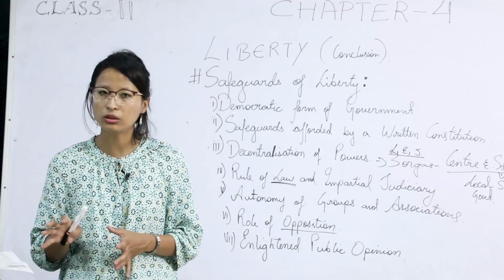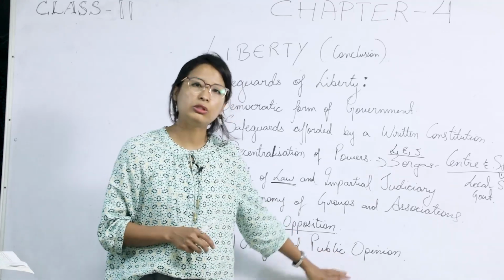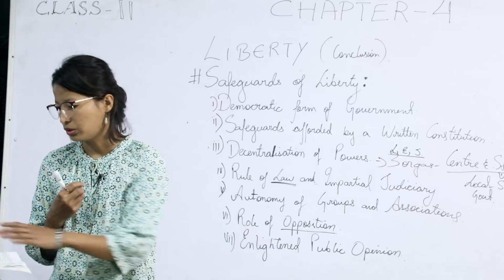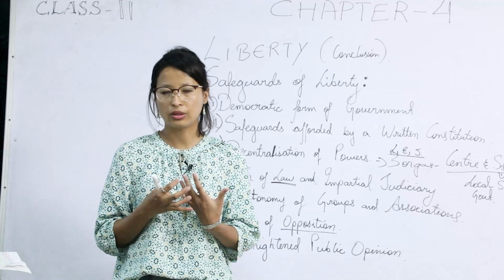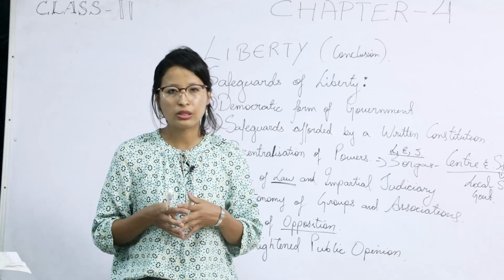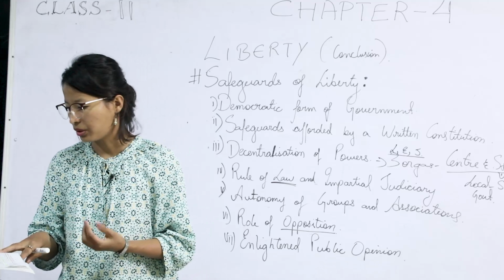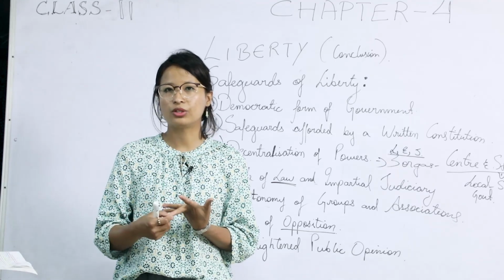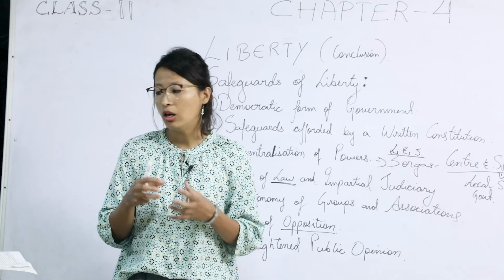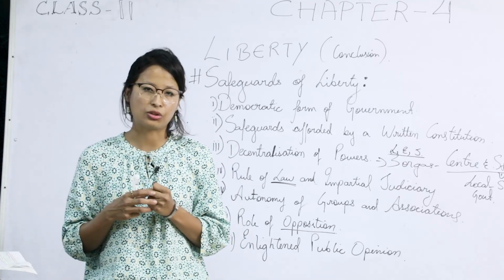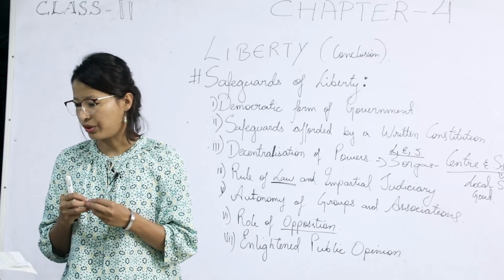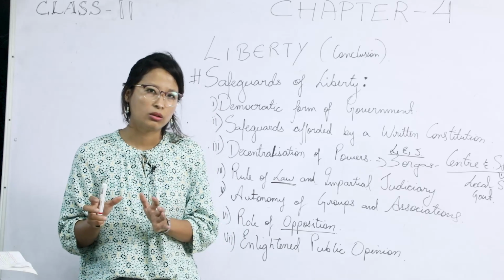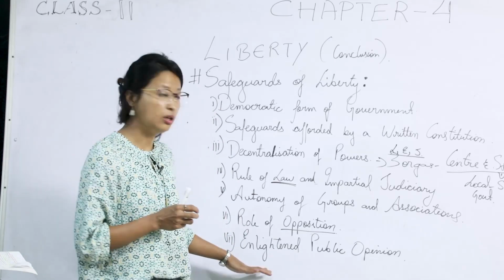Now, when you say enlightened public opinion, it has something to do with your freedom of speech, freedom to criticize the government. So there are various agencies, organizations. For example, we have worker associations, trade unions, business associations, students' organizations. Now these organizations or associations play a very important role, and they provide a link between the state and the government.